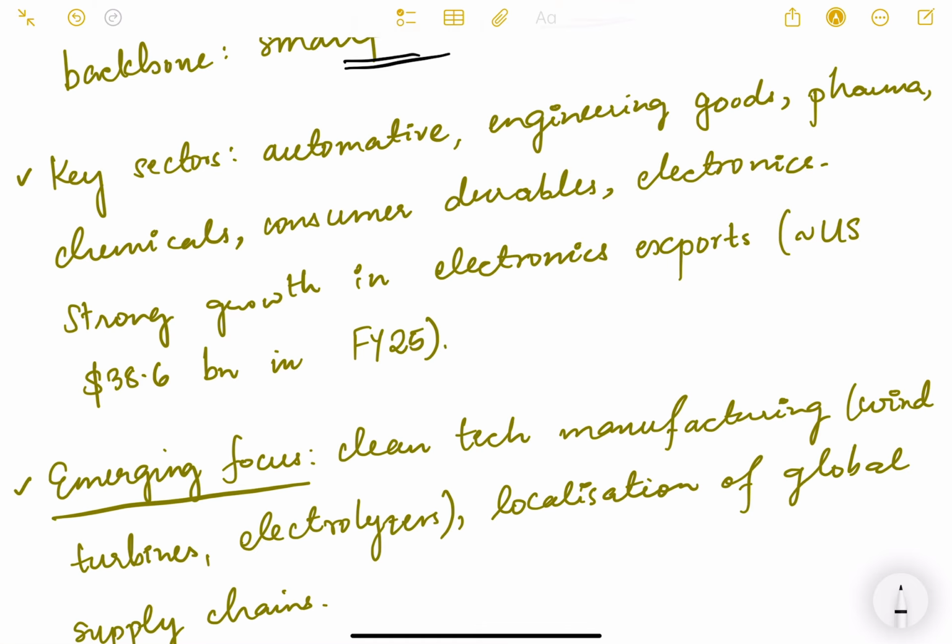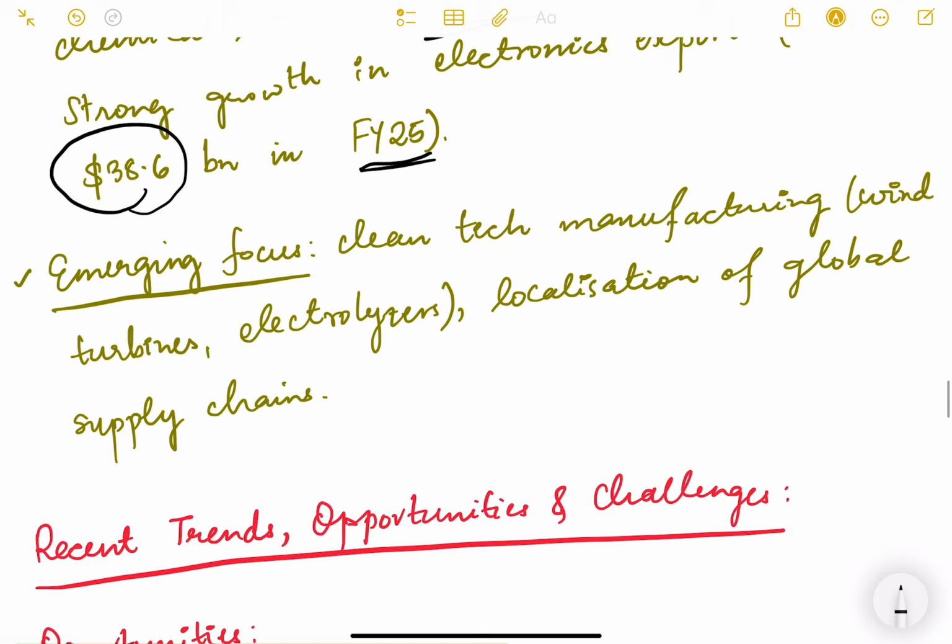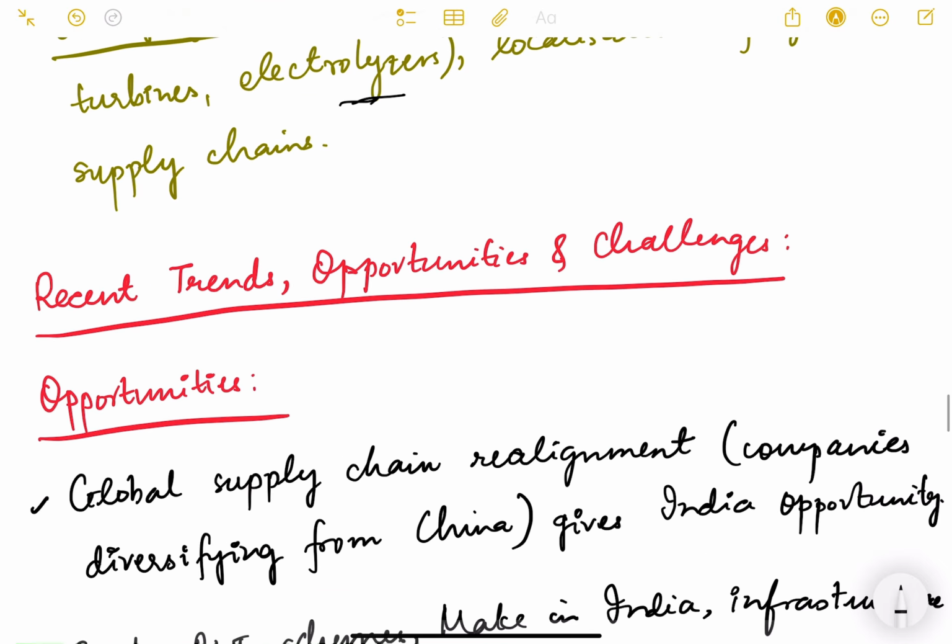What are the key sectors in India? Automotive, engineering goods, pharma, chemicals, consumer durables, electronics. We have seen strong growth in electronics exports, about 38.6 billion US dollars in financial year 2025. So this is the current situation that we must keep in mind. And what is the emerging focus? The emerging focus is that we are getting into clean tech manufacturing like wind turbines, electrolyzers, localization for global supply chains. This is what we are paying attention to right now.